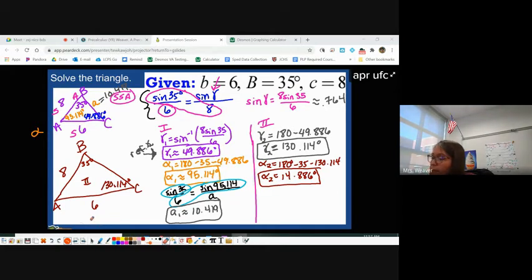Or just learn to use the Greek letters. Don't be afraid of them. You're going to see them later in your math career, and so you just want to start getting used to them, okay? All right, so now we know our other angle is 14.886.